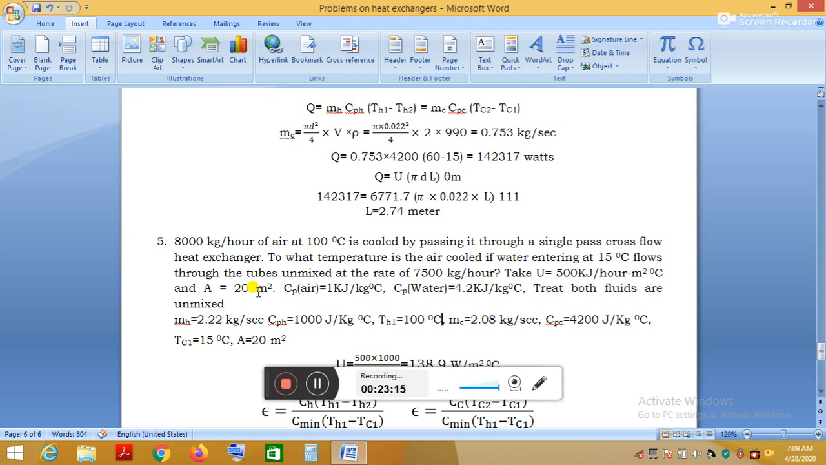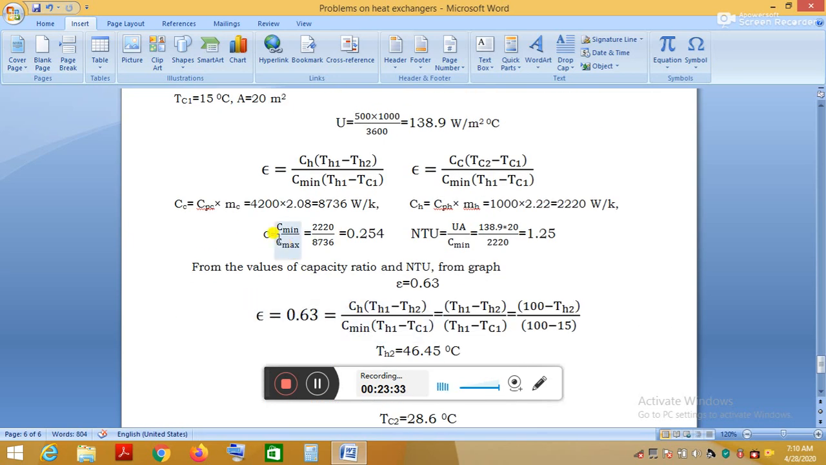There are 5 to 6 different graphs over there, but go for the cross flow heat exchanger, both fluids unmixed. Go for these graphs. Using the values of capacity ratio and NTU, you can find the effectiveness value as 0.63. On the left side, he has given 0, 10, 20, 30, 60 in terms of percentage. What value are you going to get? Keep it in decimals, that is 0.63.